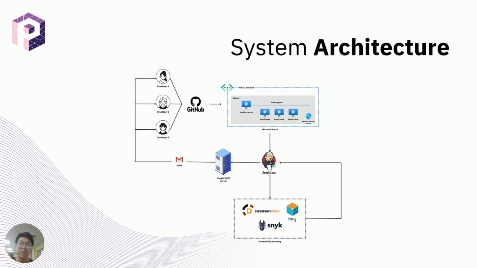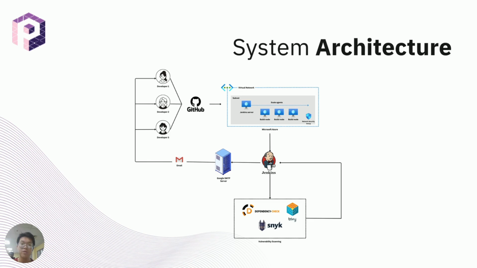Here is the system architecture of my project, where I use the Azure ecosystem with virtual machines, virtual network, and firewall. Jenkins is the backbone of my system, automating the whole process. There is the vulnerability scanning module, which consists of three different tools. And there is a Google SMTP server used to send email to the respective users.